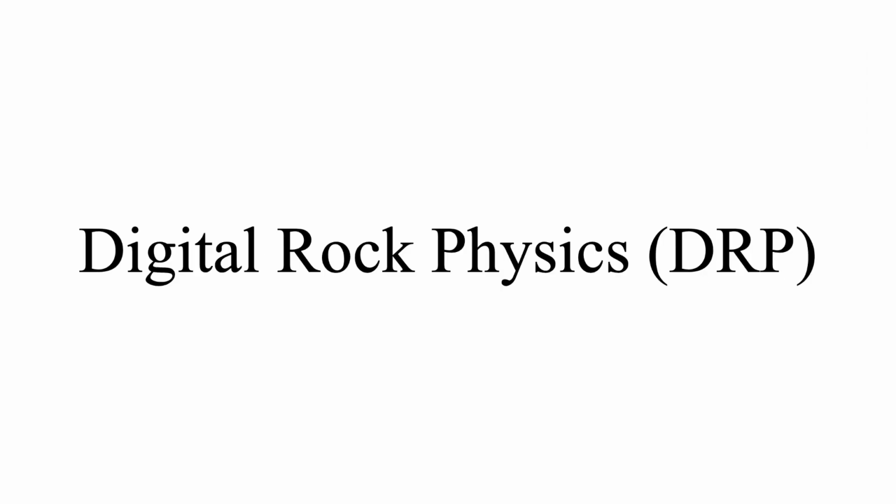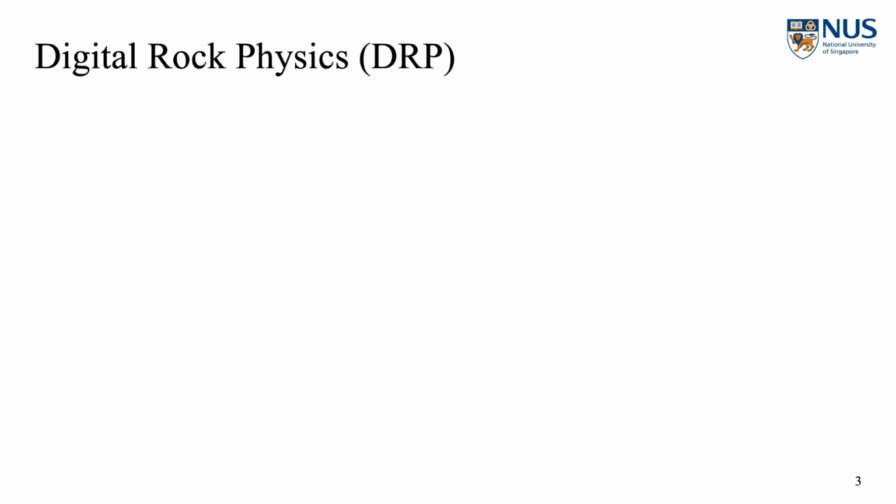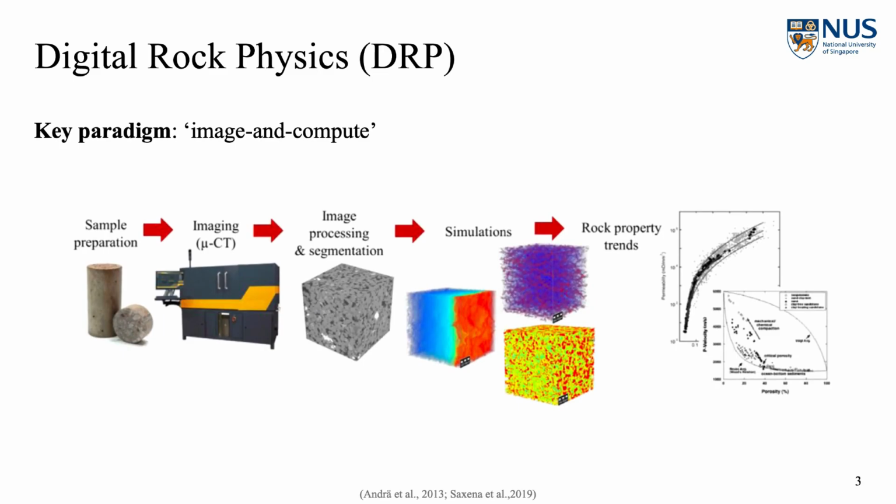Digital rock physics is a rapidly developing technology that enables comprehensive analysis of rock properties. Its key paradigm is image and compute. As shown in this figure, after imaging the 3D structure of natural rocks, various physical processes are simulated numerically in a digital object to obtain rock property relations.